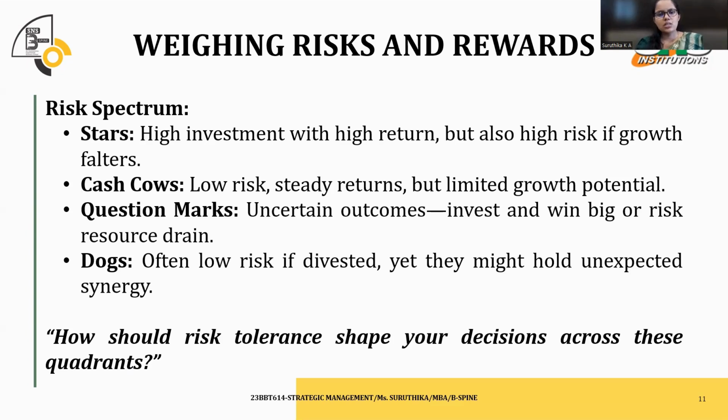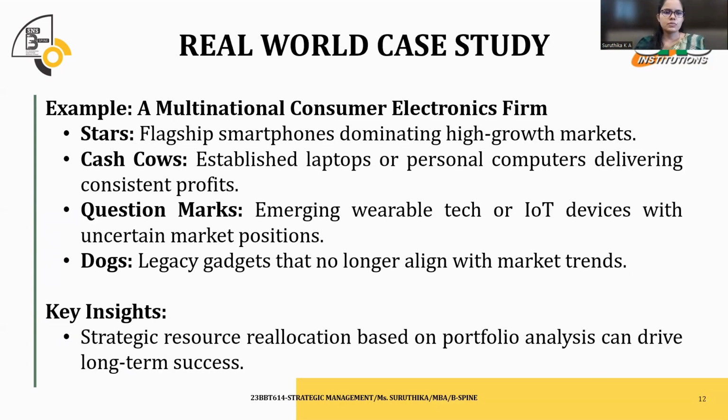As far as dogs are concerned, divesting is a better option. Divesting comes with lower risk. So it's all about how our risk tolerance shapes all the business decisions that are taken. Let us assume a multinational consumer electronics firm. What would be the possible stars, cash cows, question marks, and dogs for this business?